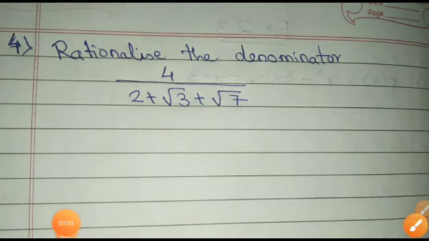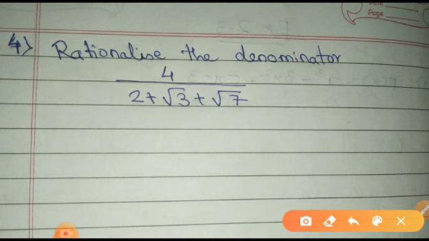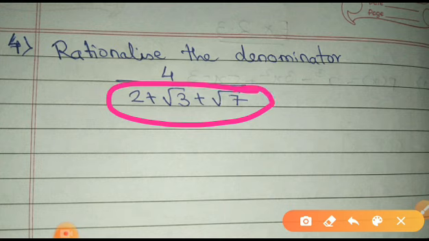Hello children, this is an important video because this question is very important. Most of the times, we can say 90% this question comes for 4 marks. Okay. Now see, the question is: you are going to rationalize 4 by 2 plus root 3 plus root 7.